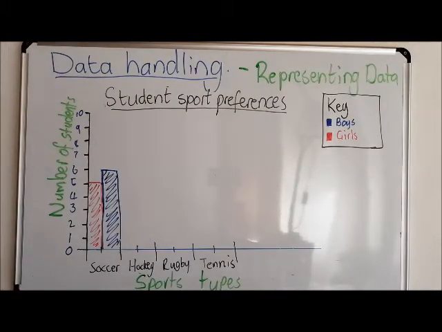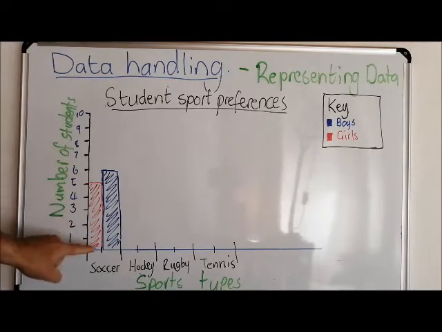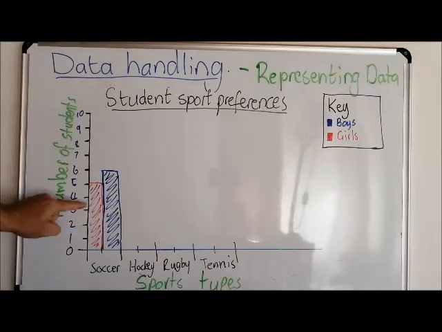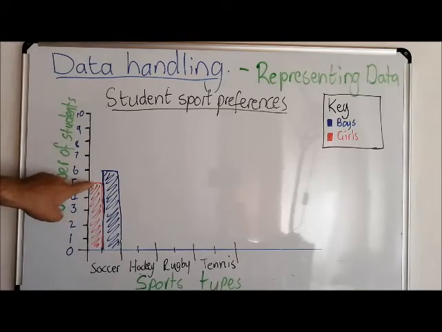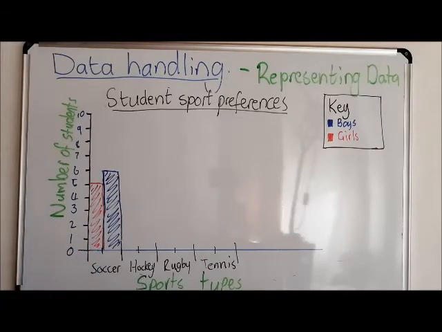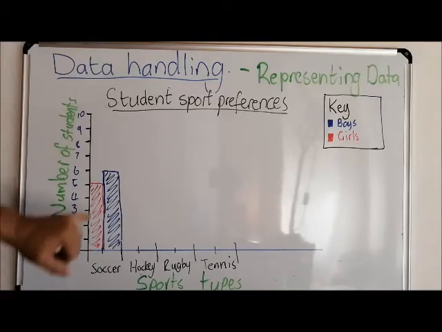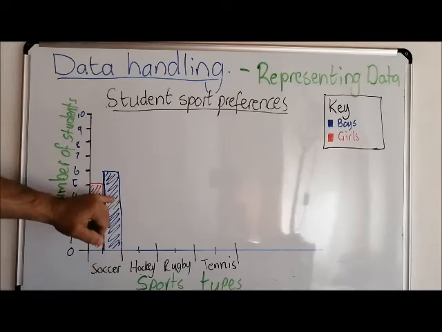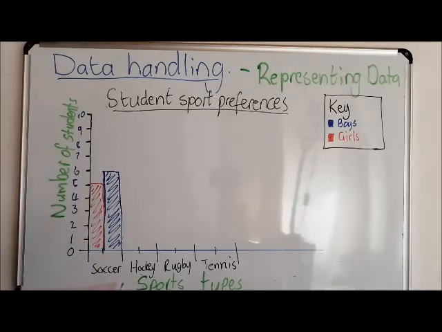So I've done the first one for you. We looked at soccer and we saw that there were 5 girls that wanted to play soccer. That was their favorite sport. So I've gone 1, 2, 3, 4, 5, and in red I've made a bar for the girls. Next to it, there were 6 boys who wanted to play soccer. So I've gone 1, 2, 3, 4, 5, 6, and I've put in 6 there.